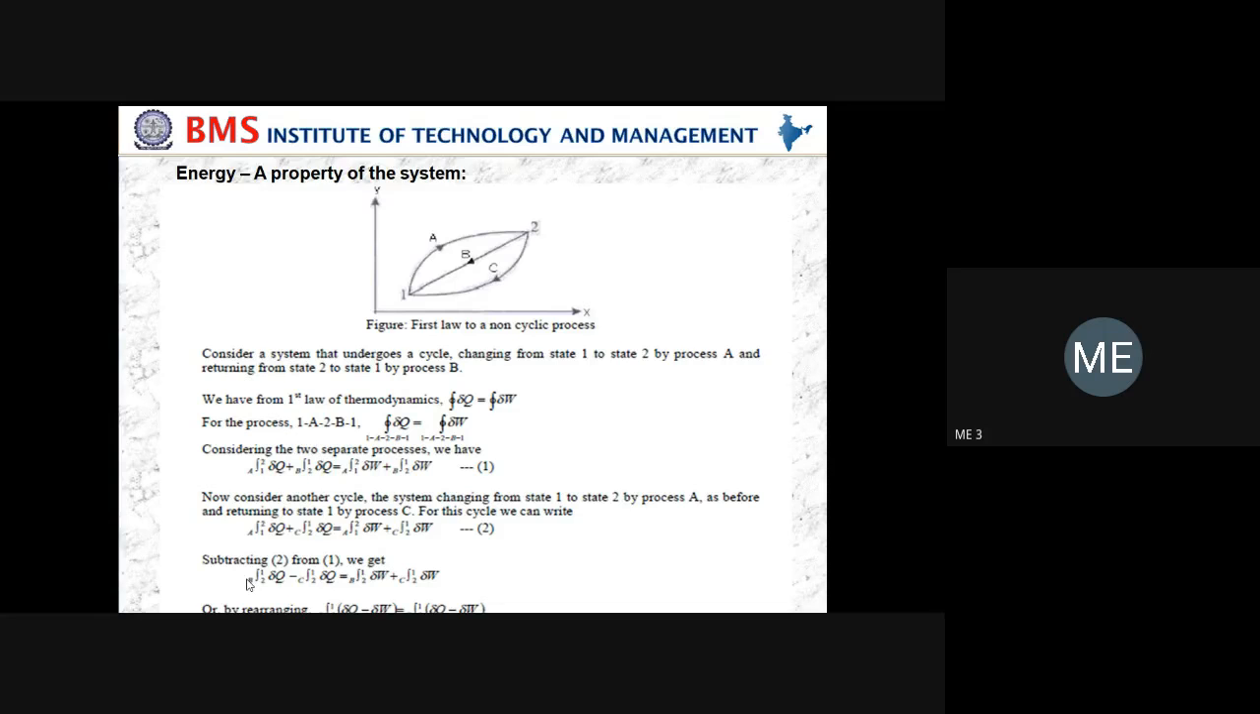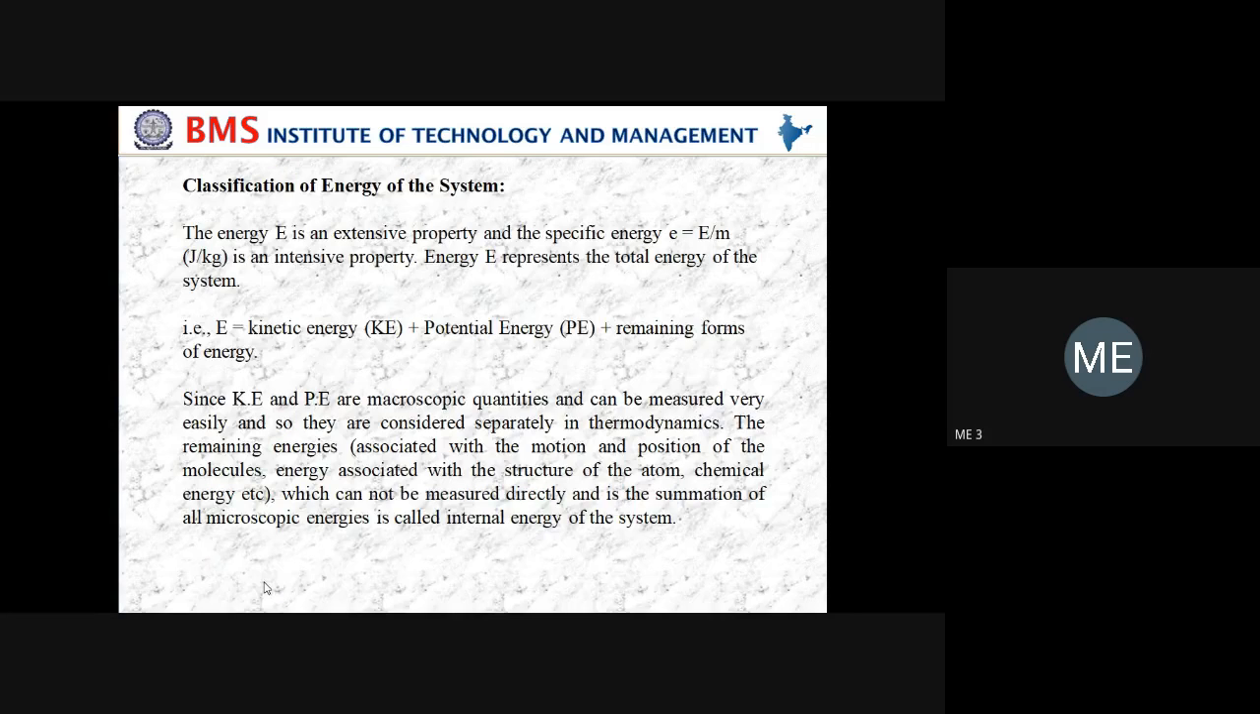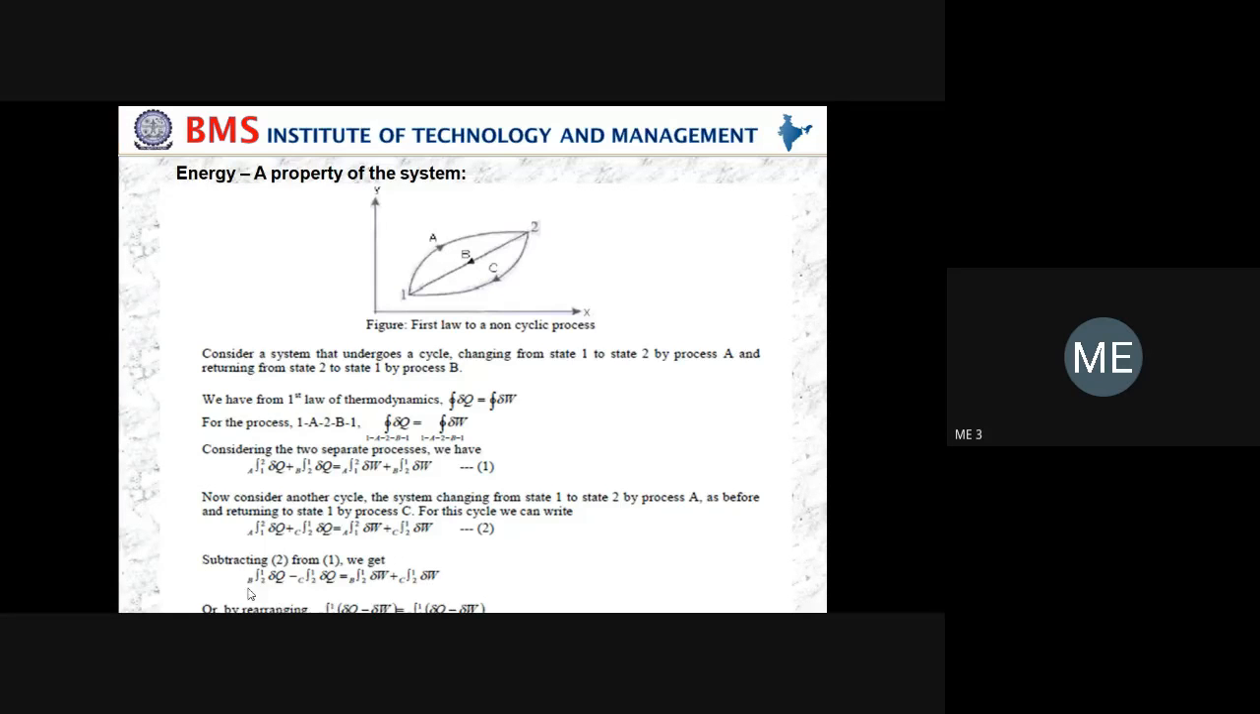Now rearrange the term. The last step what you are seeing is the rearrangement of terms. That is the integration of dQ minus the integration of dW. You just shift this term towards the LHS side. The integration of dQ minus dW between the limits 2 to 1 by following path B.